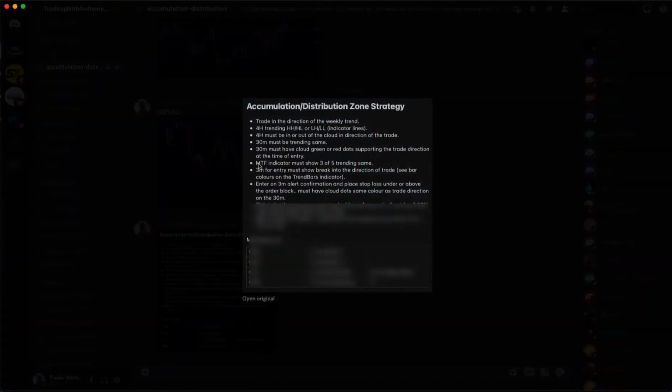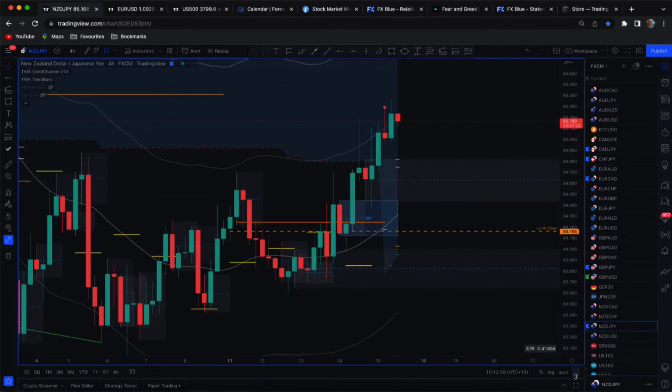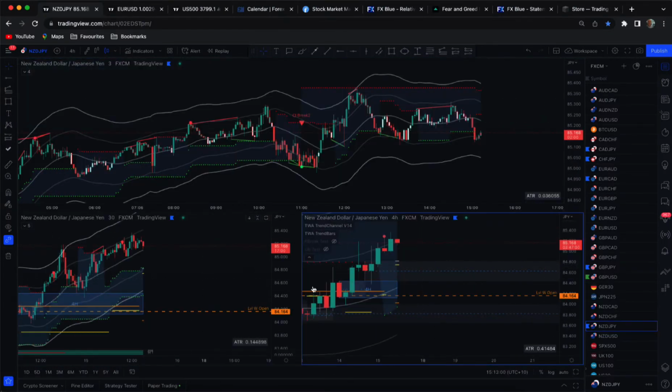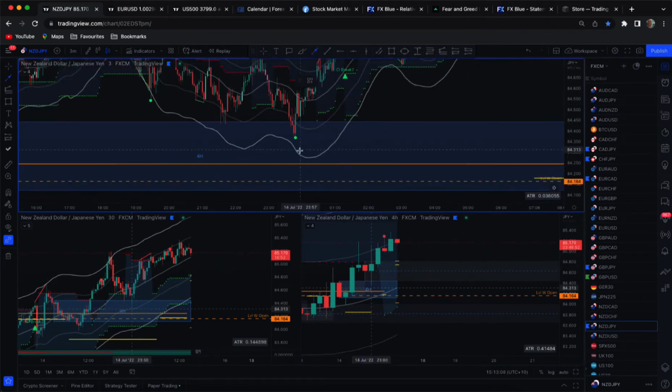So next on the list, we're looking at the 3-minute for entry, and it must show a breakout in the direction of the trade. We're looking at the bar colors on the trend bar indicator. So we'll go out of here. We've got this marked up on all charts. Our point of interest down here, and this, if I wiggle this around, have a look at it on there. You can see on the 30-minute and the 4-hour chart below. That's what we're interested in.